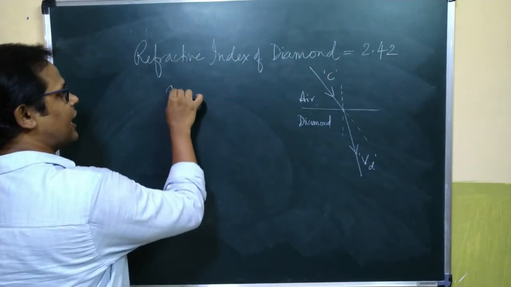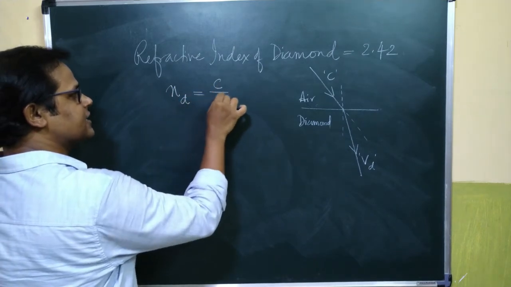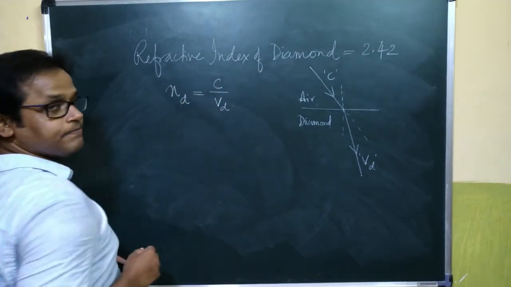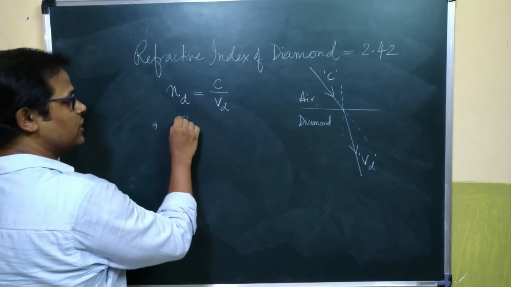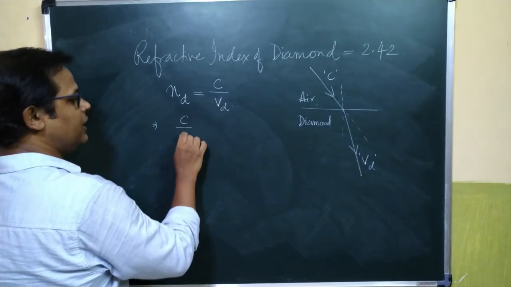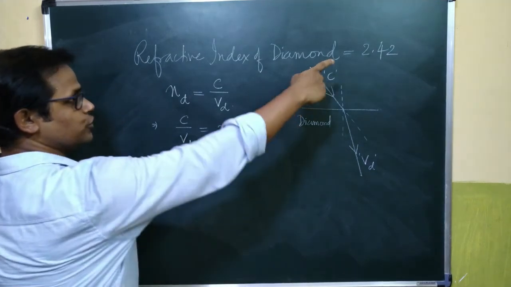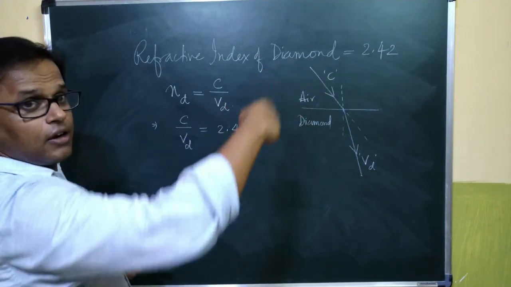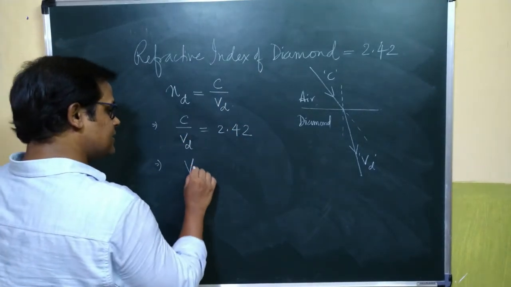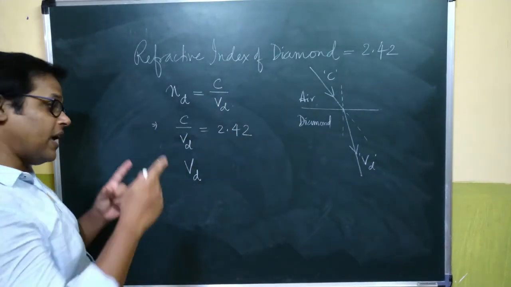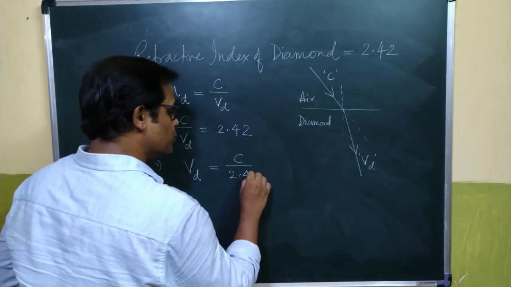So if I ask you to calculate the absolute refractive index of diamond, then Nd would be written as c by Vd. What it says is that if I put the c and Vd values, then c by Vd after calculation comes out to be 2.42. That is the meaning of that. That is how you get that number 2.42. So from here, let us generalize and see that the speed of light in diamond could have been written as c by 2.42.